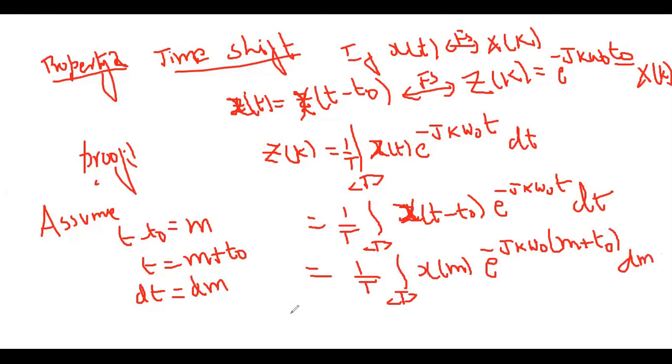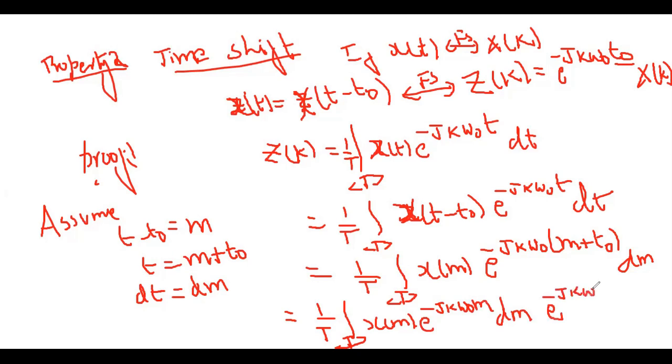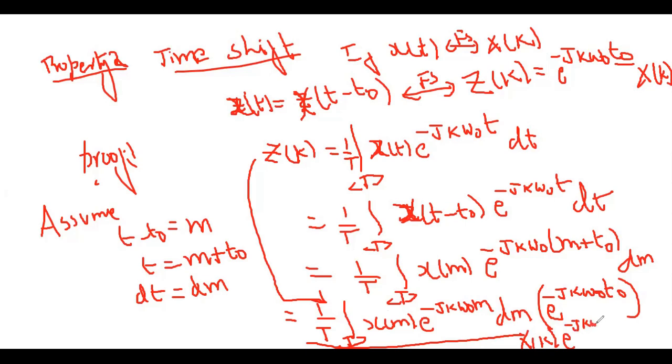So this exponential gives two parts. One part is 1 by T into the integral over T of x of m into e power minus j k omega naught m into dm. And another part of the exponential is e power minus j k omega naught into t naught. Observe here, 1 by T, the integral over T of x of m e power minus j k omega naught m dm is again the same function, with the variable m instead of t. So it is the same as x of k, and it becomes x of k into e power minus j k omega naught t naught.